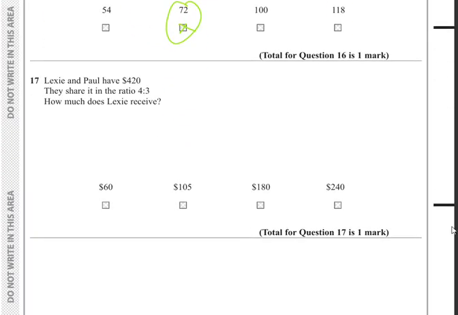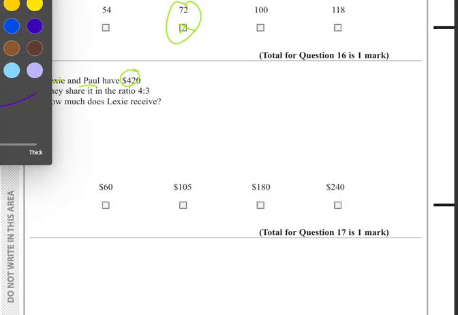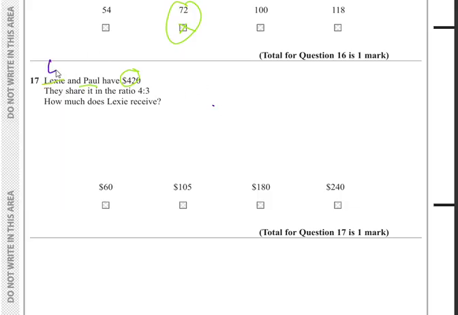Oh, ratio. So now we have Lexi and Paul, and they have 420. 420 must be shared between the two people, so L and P. The ratio is 4 to 3. And remember, guys, we respect the order in ratio. That means if here Lexi is mentioned before Paul, it's Lexi then Paul.